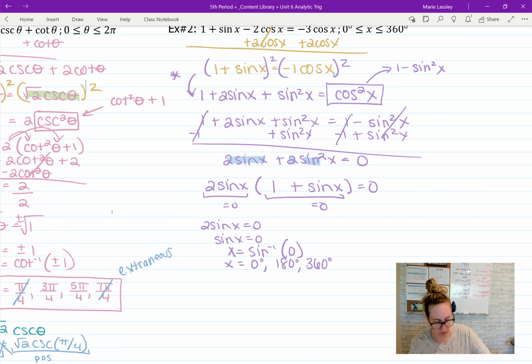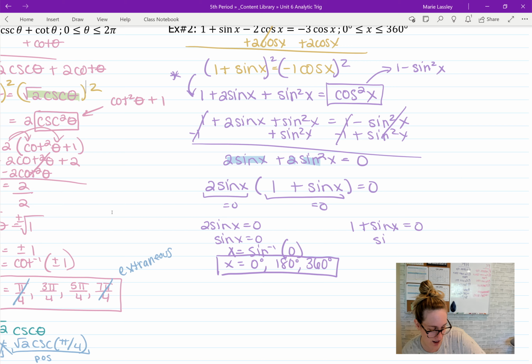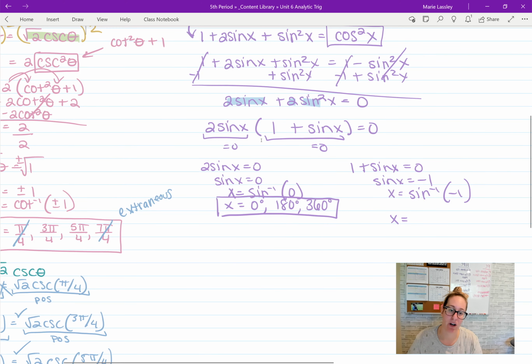Over on the other one, setting that equal to 0, we have 1 plus sine x equals 0. Subtracting 1 from both sides, and then inverse sine. Now we're trying to figure out when sine is going to be -1. So we have inverse sine of -1 between 0 and 360. That is going to be 270 degrees.